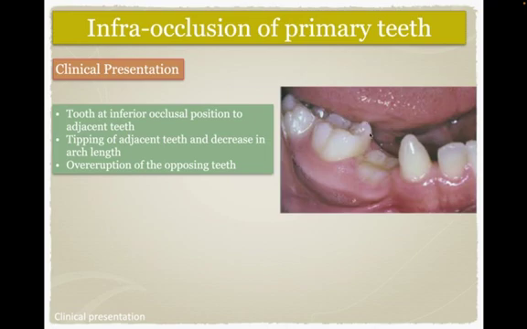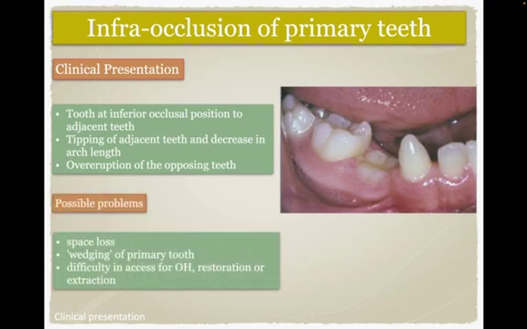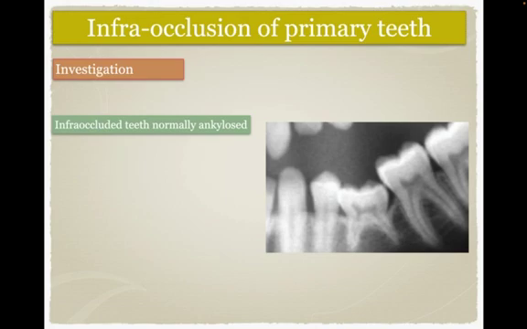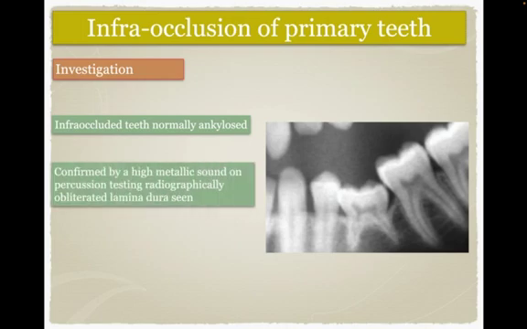The other thing is the opposing teeth. The opposing teeth will over-erupt. So we have tipping of the neighboring teeth and over-eruption of the opposing teeth. That will result in a space loss, as we mentioned, and wedging of the primary tooth, as we can see here, and that will result in a problem with the access for oral hygiene, restoration, or even extraction when that happens. When we have this infra-occlusal tooth, we need to check if it's ankylosed or not. Usually we can do a percussion test to check for ankylosis. We might take a periapical just to check if the permanent tooth is there or not.